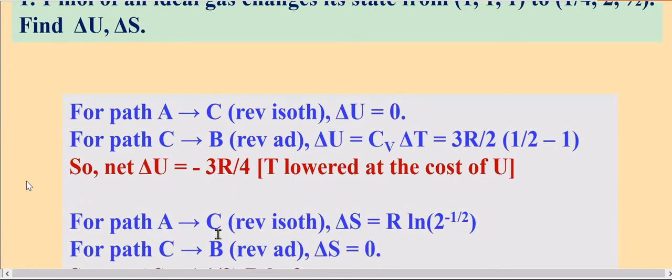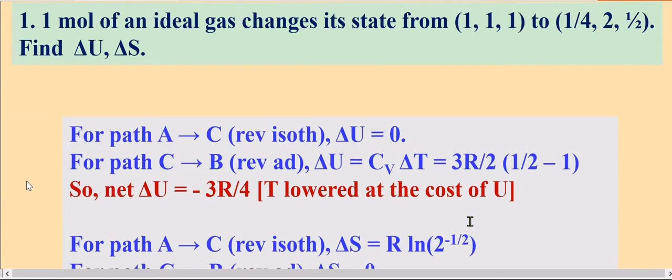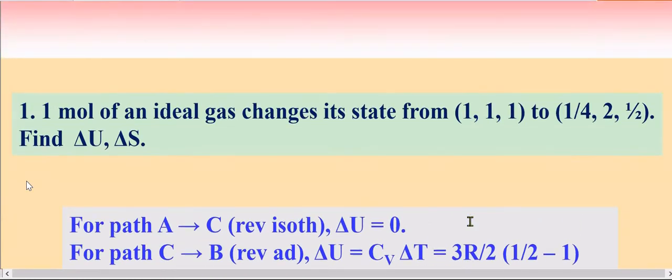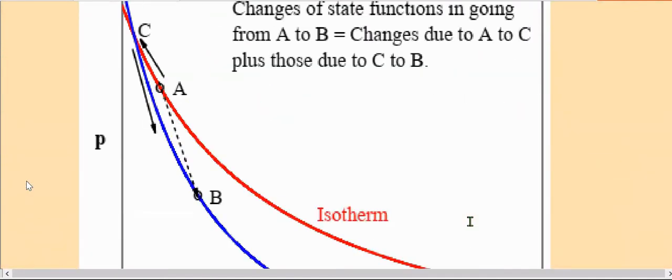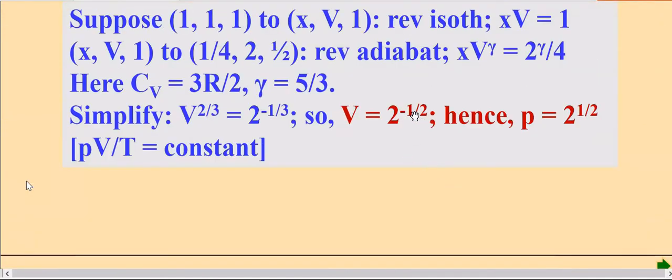Okay. Now, for path A to C, reversible isotherm, delta S is known. We talked about it earlier. n is 1, so n R ln V2 by V1, so R ln 2 to the minus half. V2 by V1: V1 is 1, and V2 is 2 to the minus half. Okay?